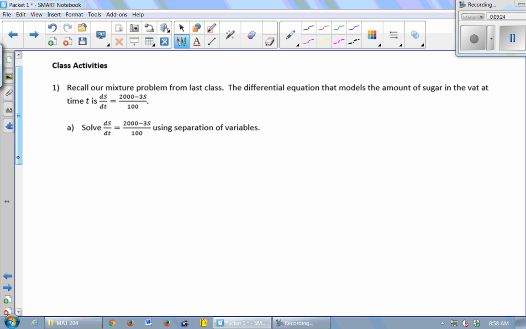All right, so that's basically it about slope fields. Plug in points, get slopes and mini tangent lines. I'm going to have you do some activities now. This first problem goes back to that sugar vat mixture problem that we did last class.